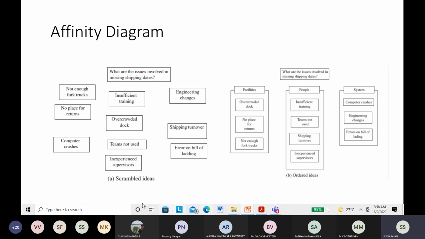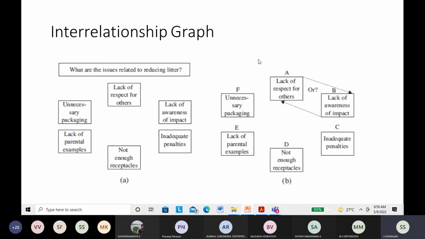And then affinity diagram. So you will have some scrambled ideas, and then you put them in an ordered fashion. That is why it is called the affinity diagram. And then interrelationship graph. So here we will have many iterations. We will find what is the driver and what is the outcome. So the iteration goes like this.